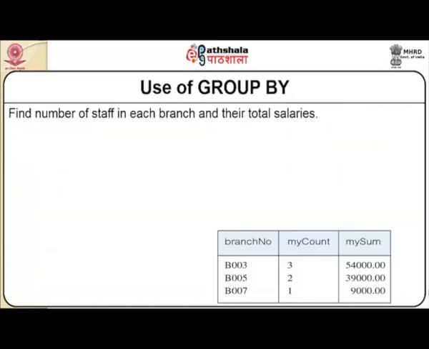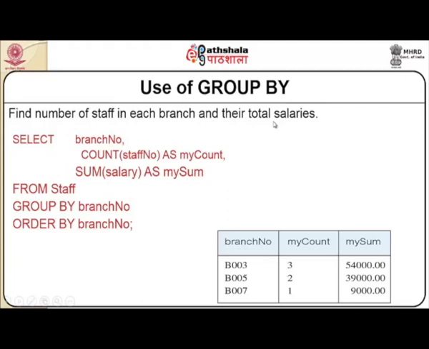First we will look at the use of group by clause. Understand the natural language query: find number of staff in each branch and their total salaries. So this may be converted as select branch number, count the number of staff by staff number as myCount, sum of salary as mySum from the staff table, group by branch number and order by branch number.